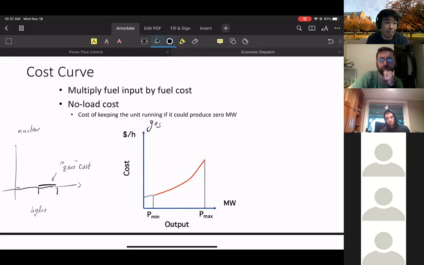For example, if I have a hydro generator and a gas generator, do I just pay the gas generator and not pay hydro? Because gas is a lot more expensive than hydro. And so that obviously is wrong, right? It doesn't work. So this is actually a quite interesting question.